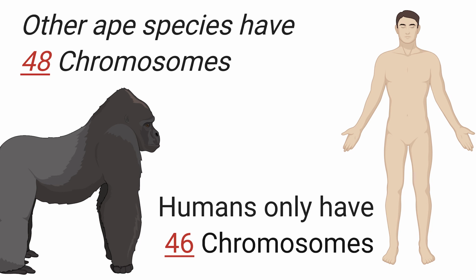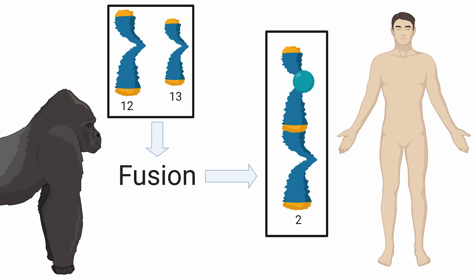Chromosomes also hold clues to our evolutionary past. Most other ape species have 48, but humans have 46. Scientists have discovered that human chromosome number 2 is actually a fusion of two chromosomes from an ape-like ancestor. Chromosomes 12 and 13 from modern apes likely fused in an early lineage that led to human beings.